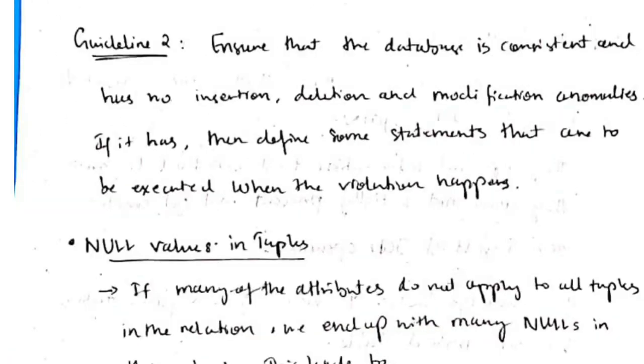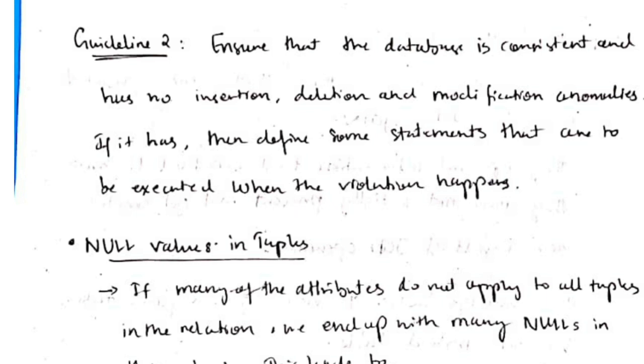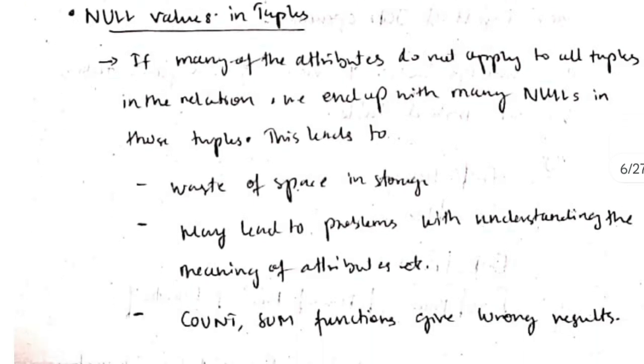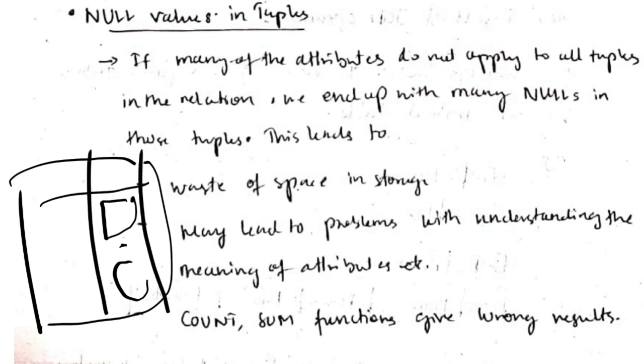Okay, guideline 2 states that the database should be consistent and have no insertion, deletion, and modification anomaly, and it covers what statements are to be executed when violations happen. Suppose there are null values in the tuple. It's a waste of space, because if many of the values are null, say 80% of the values are null, only a few values of one column are filled. The reason it is null is because the field doesn't apply.